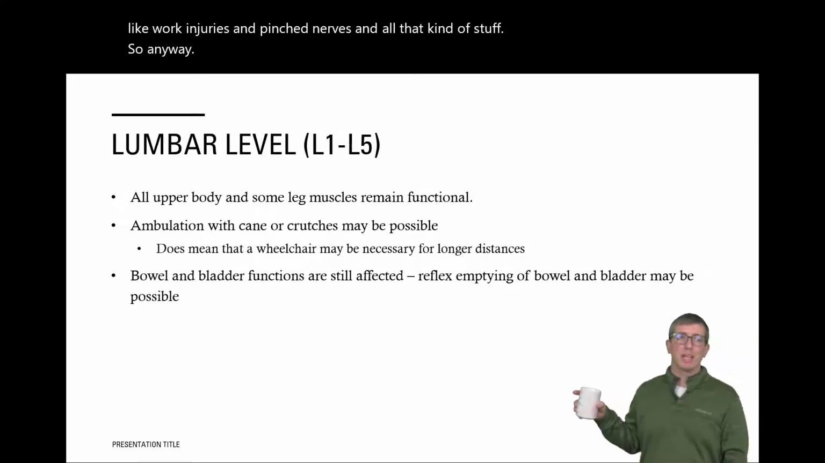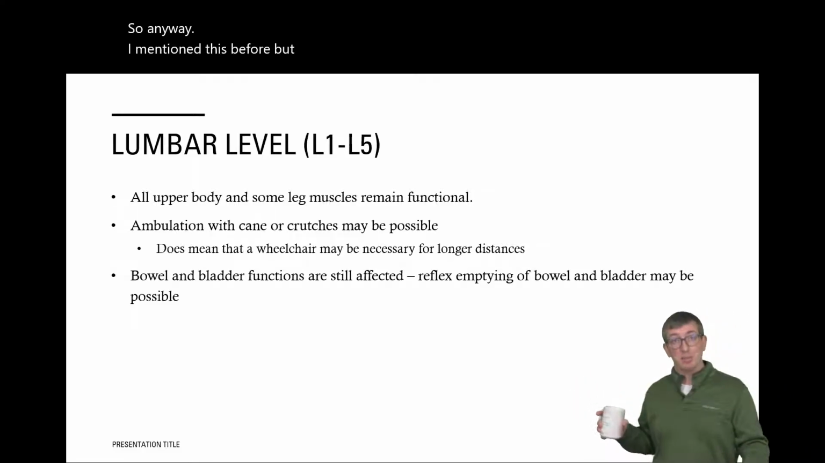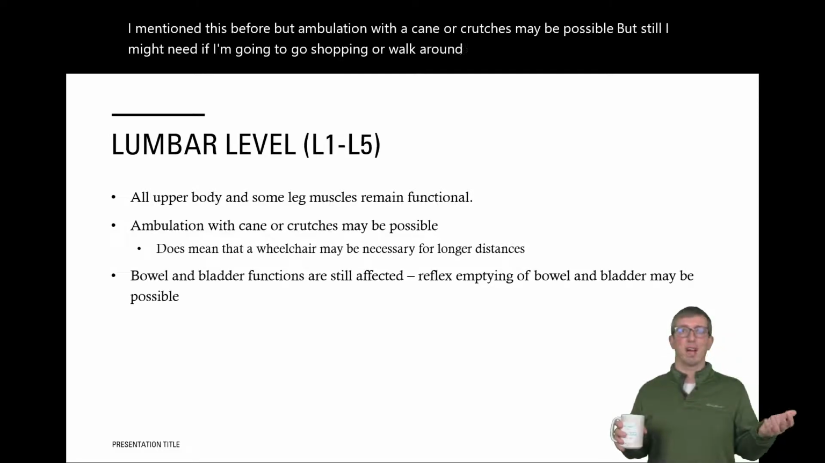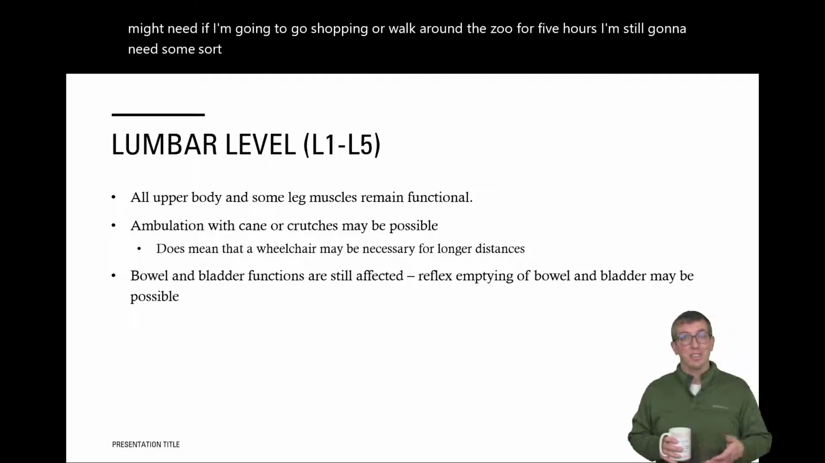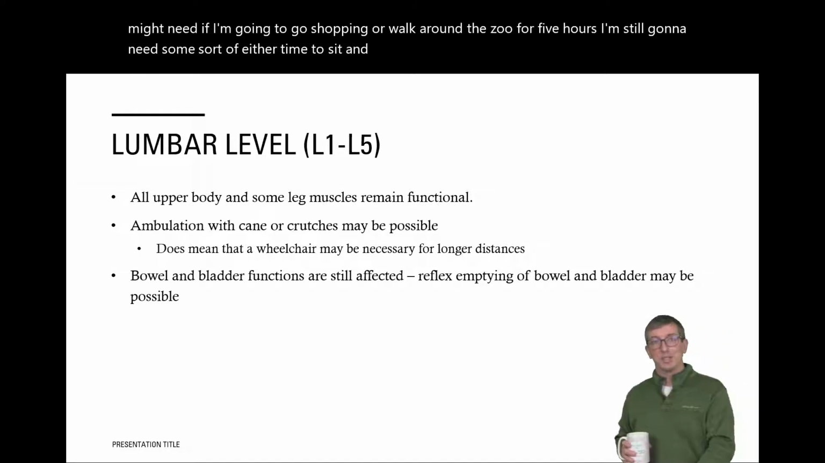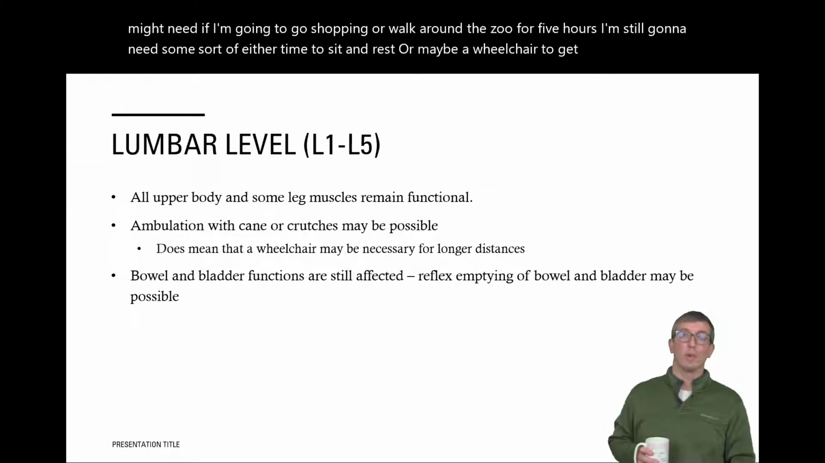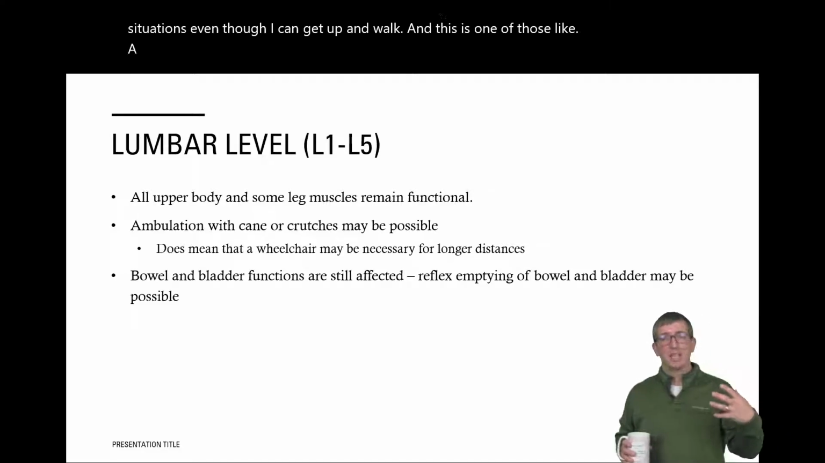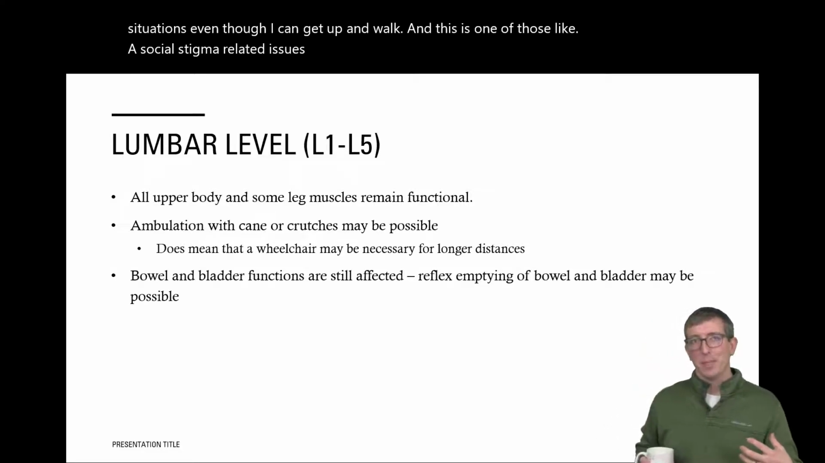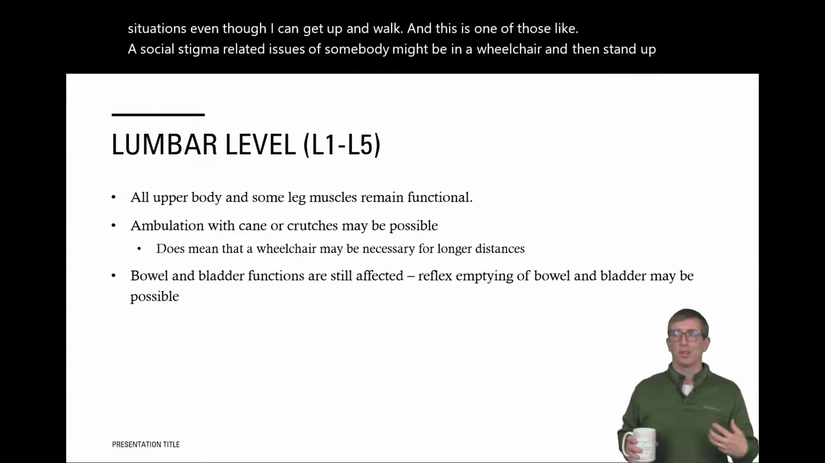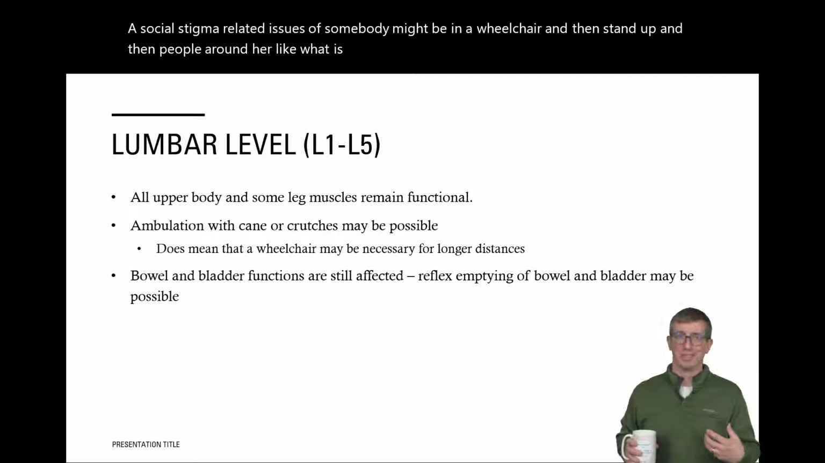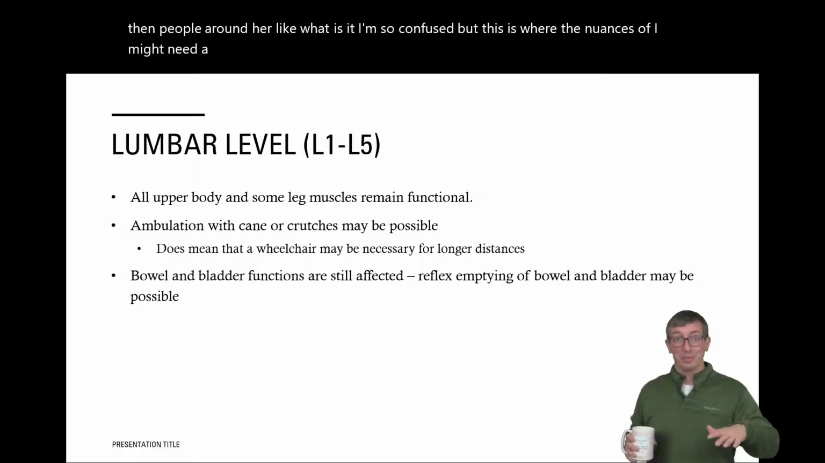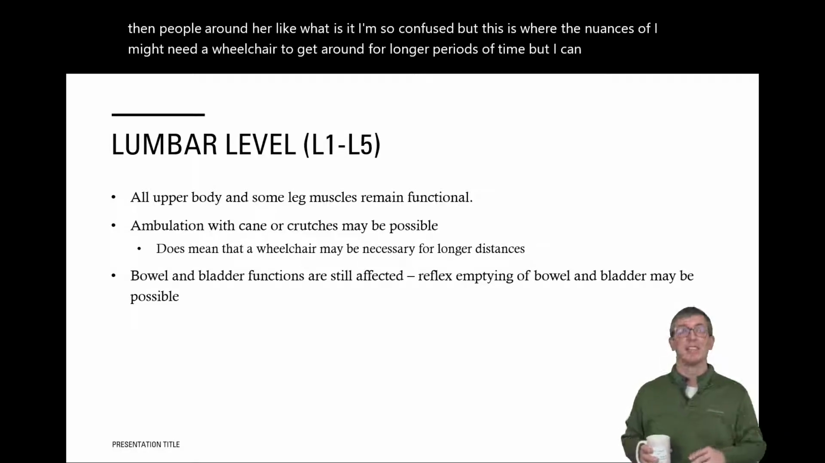I mentioned this before, but ambulation with a cane or crutches may be possible, but still I might need, if I'm going to go shopping or walk around a zoo for 5 hours, I'm still going to need some sort of either time to sit and rest, or maybe a wheelchair to get around in those situations, even though I can get up and walk. And this is one of those social stigma related issues of somebody might be in a wheelchair and then stand up, and then people around are like, what is it? I'm so confused. But this is where the nuances come in: I might need a wheelchair to get around for longer periods of time, but I can get up and do some things.